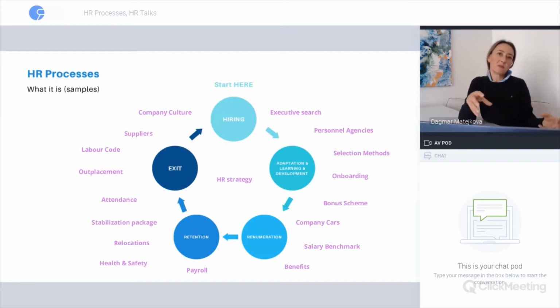To implement the processes, you should understand what you are doing. Second, large processes which are connected and should definitely be part of the HR processes within the organization is adaptation, learning, and development. Why? Because if you are not adapting people well, it means, we call it onboarding, or it can also be called induction process. And it is normally structured for 3 months.